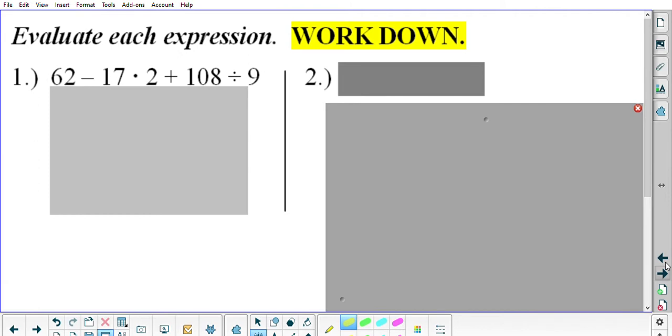All right, we are looking at the very bottom of the first page of the guided notes, where we have the directions. Guys, I need you to make sure this year that you read the directions, okay? The directions here say evaluate.